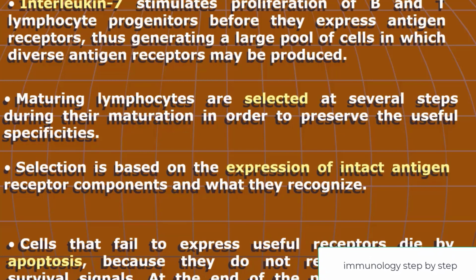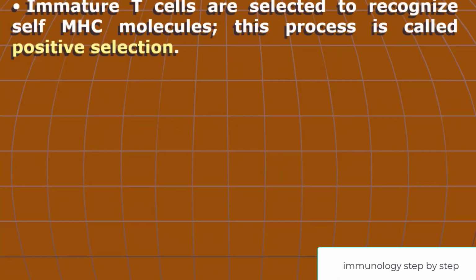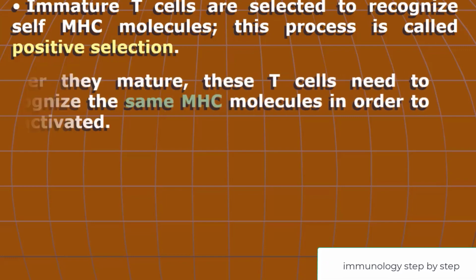Cells that fail to express a useful receptor die by apoptosis because they don't receive necessary survival signals. At the end of the process, the cells undergo positive and negative selection. Immature T cells are selected to recognize self major histocompatibility molecules. This process is called positive selection.